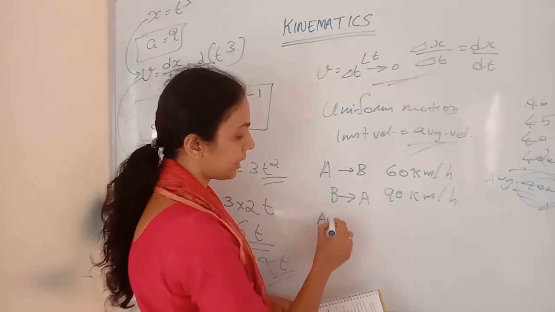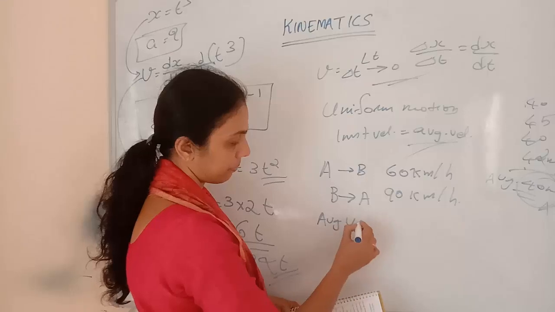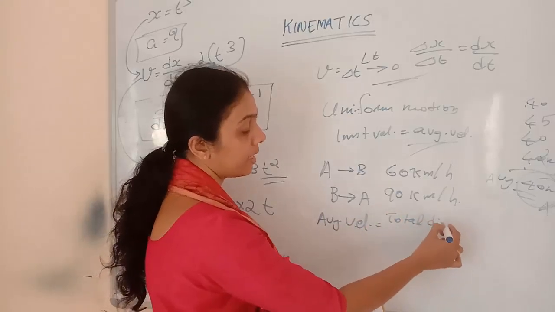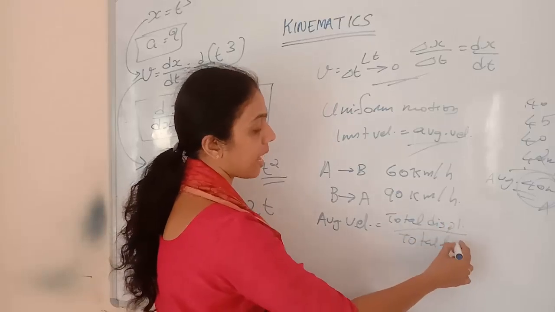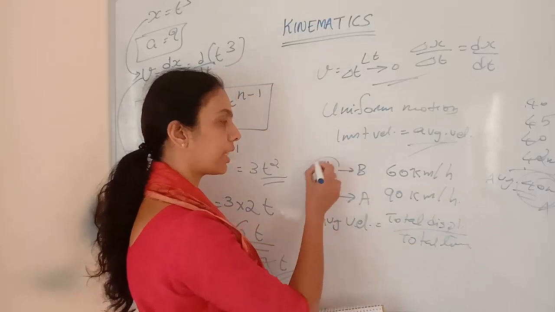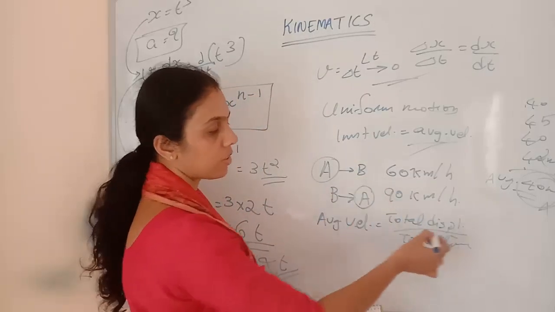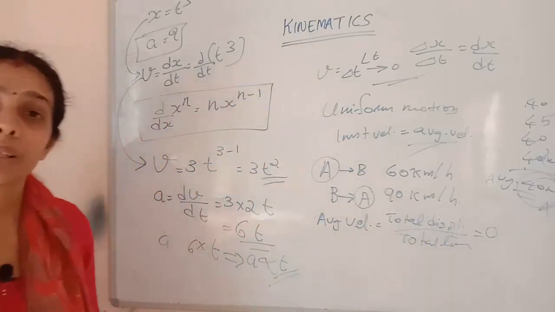What will be the average velocity? Average velocity is the total displacement divided by total time. Here, what is the displacement? What is the initial position? A is the initial position. What is the final position? A itself. So the average velocity will be equal to 0.